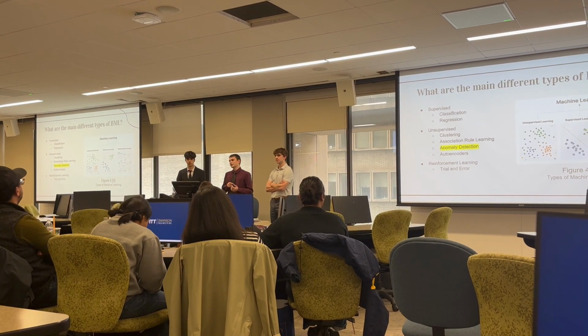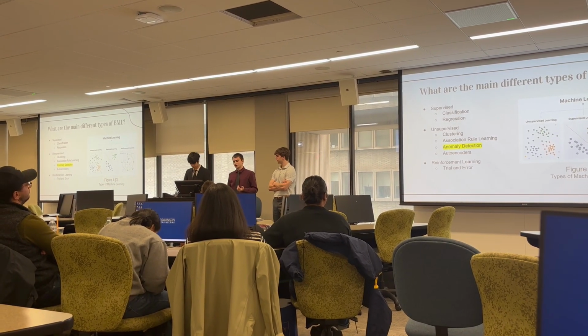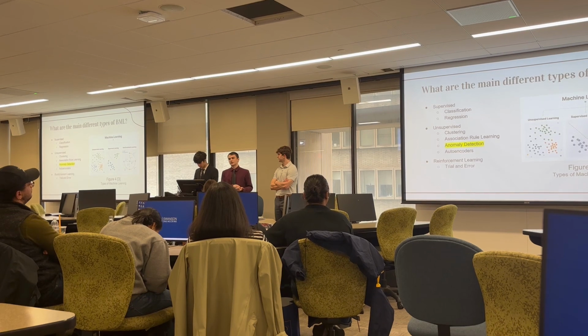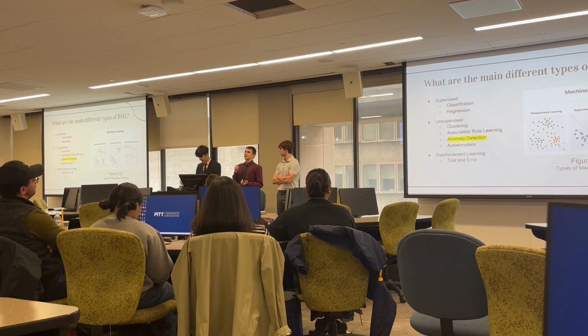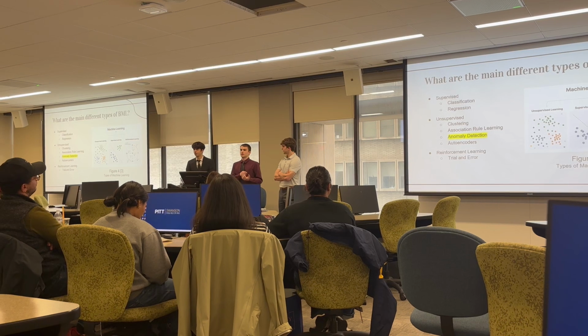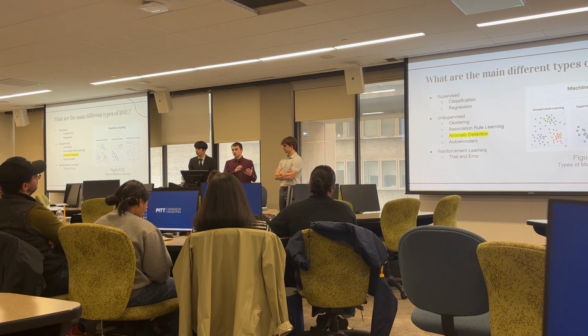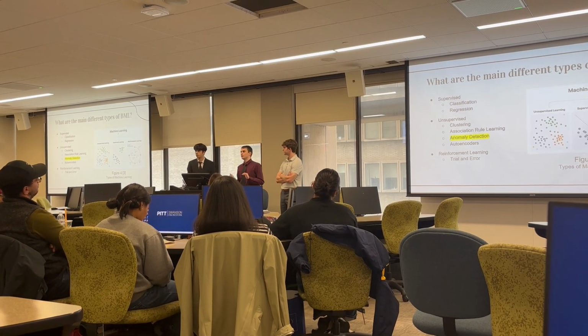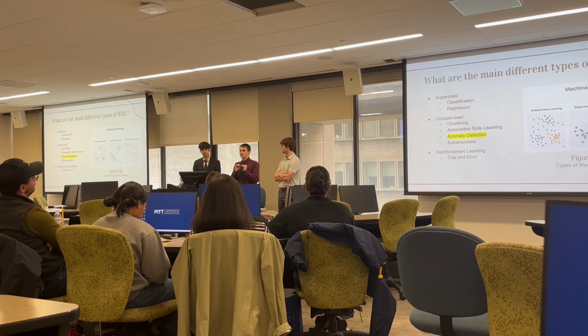Say for online shopping, it'll take frequently purchased items together, and then based on whatever you purchase, it'll try to make recommendations based on what other people purchase as well. So it tries to come up with relationships between frequently grouped together items.